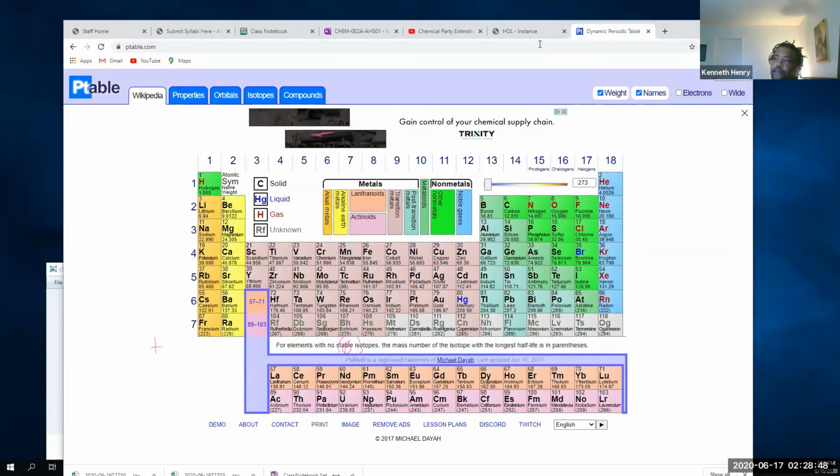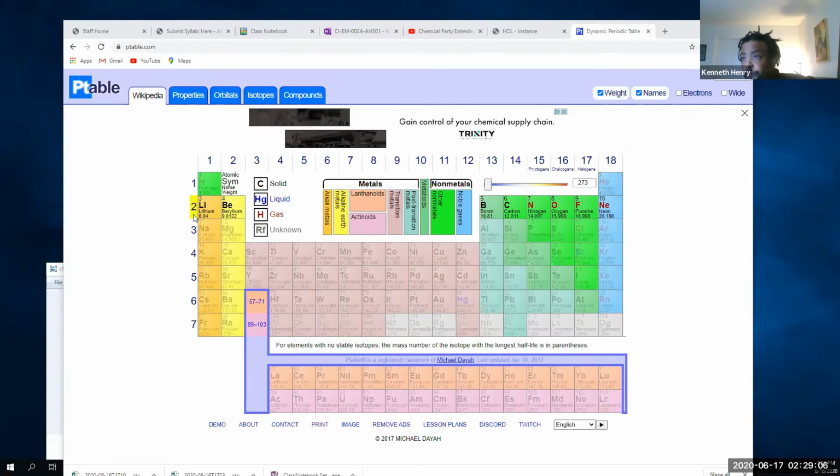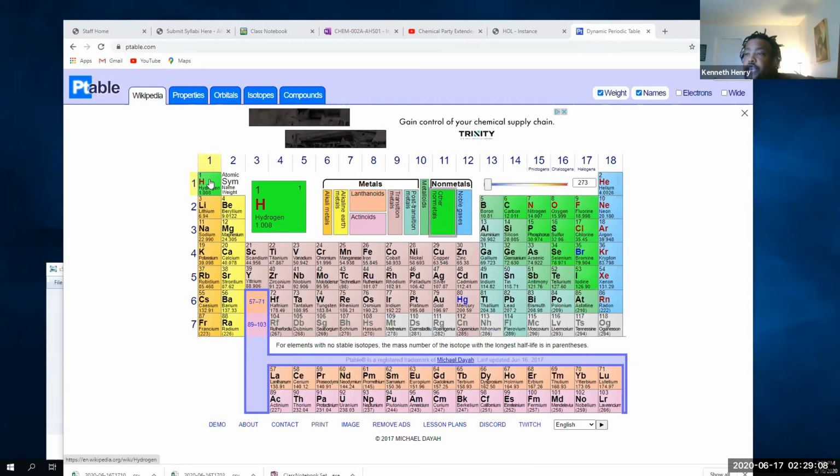Okay, so I'm going to give you some definitions so that you guys keep this in mind. You're going to need it. It's going to continue to be important for a lot of different reasons. Okay, so first off, let's start with this. This is hydrogen, right? So this number up at the top of hydrogen is called your atomic number.